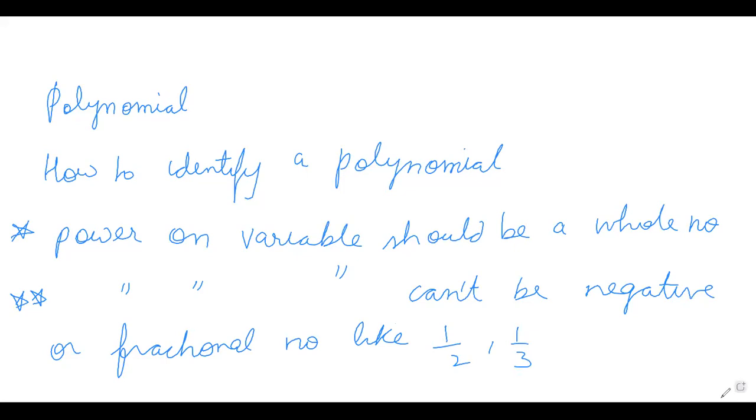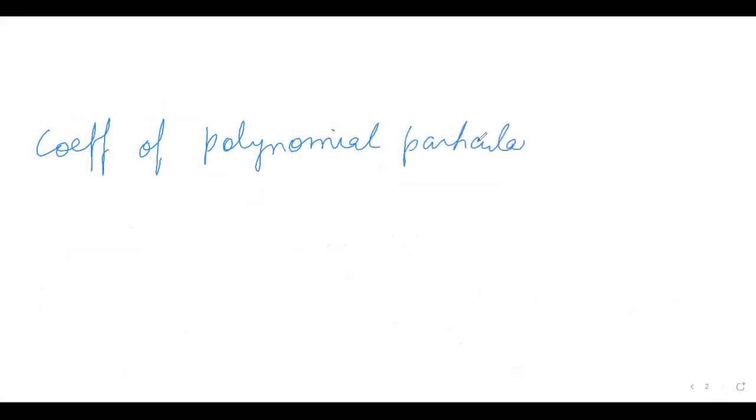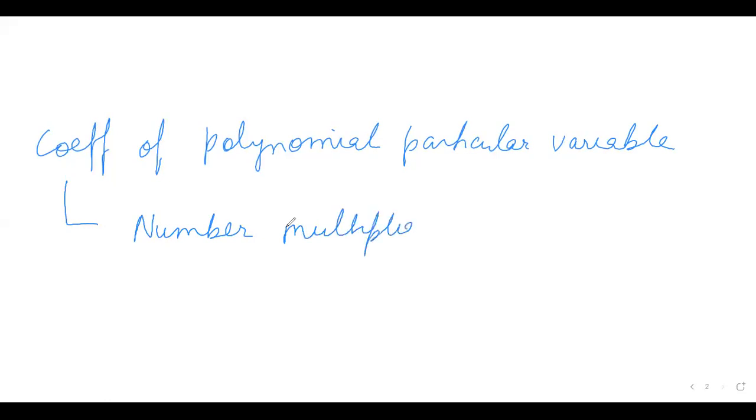Then comes the second one, coefficient of polynomial. Coefficient of a polynomial, of a particular term, of a particular variable. So how to find the coefficient of a polynomial which has some particular variable? That is the number multiplied to the variable. Whatever is the number multiplied to the variable.